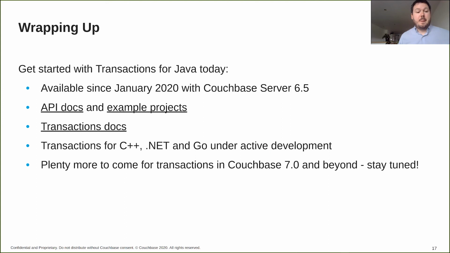We have so many documents, so many example projects. You can just get up and running straight away. And we have documentation for the server-side transactions as well. Sorry, I should say server documentation for the transactions. We also have transactions implementations for C++, .NET, and Go under very active development as we speak as well. And there's plenty more to come for transactions in Couchbase 7.0 and beyond. I wish I could cover some of the fantastic features that we're working on for that release, but please just stay tuned. I think they're going to be very exciting.